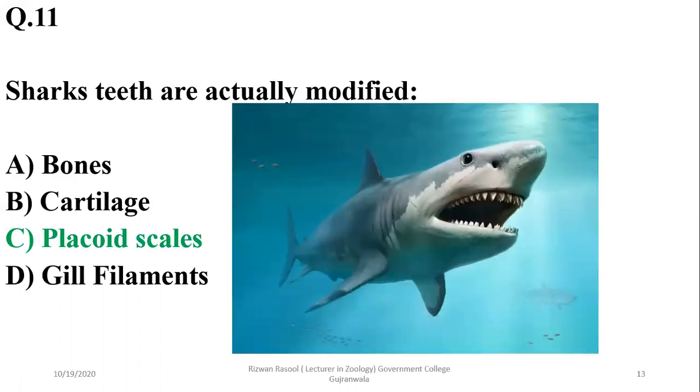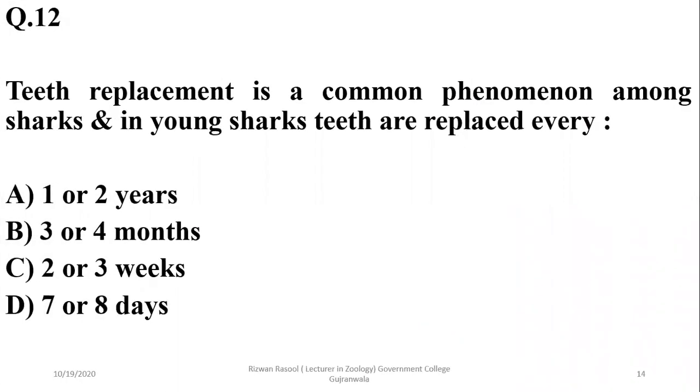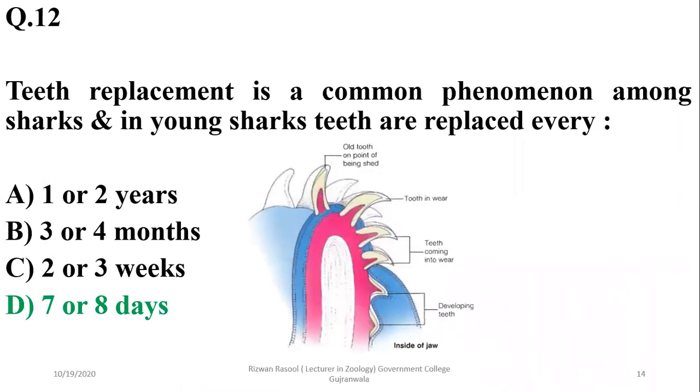And these teeth are continuously replaced, as you can see in the next question. Teeth replacement is a common process among sharks and young sharks. Teeth are replaced every 7 or 8 days. It's quite a short time in which teeth are usually replaced, and they are continuously shed off as well.